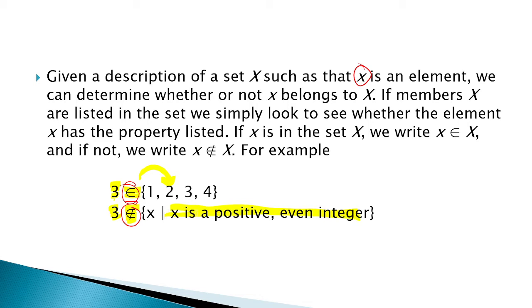So, therefore, 3 is not an element of the set of all x such that x is a positive even integer. Because 3 is not a positive even integer. Hindi siya papasok dun sa property natin. So, therefore, this is not an element. So, those are two symbols na kailangan ay familiar din tayo.